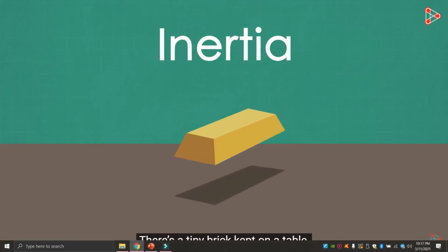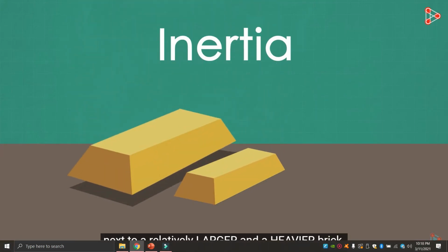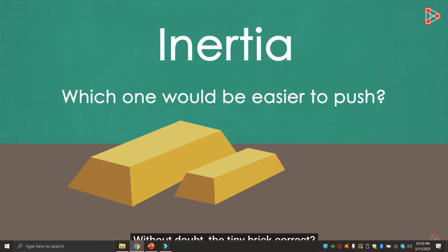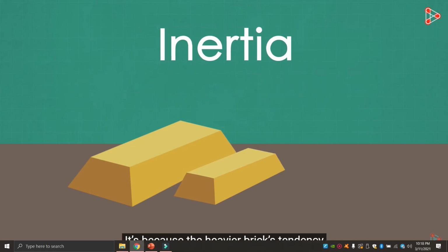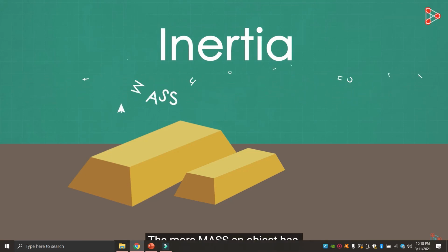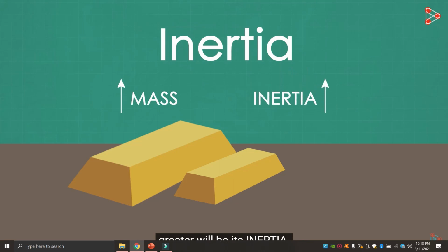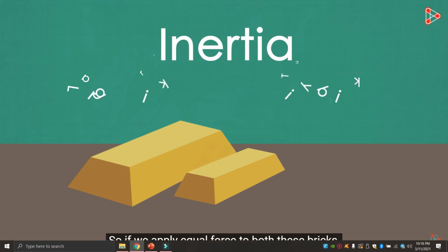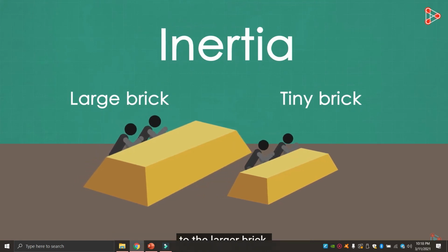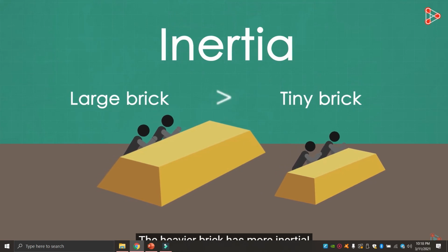Think of it like this. There's a tiny brick kept on a table next to a relatively larger and heavier brick. Which one do you think would be easier to push? Without doubt, the tiny brick, correct? Yes, but why is that? It's because the heavier brick's tendency to resist change in motion is more. The heavier the object, the more is its tendency to resist the change in motion. The more mass an object has, the greater will be its inertia. So if we apply equal force to both these bricks, the tiny brick will move further as compared to the larger brick. The heavier brick has more inertia.